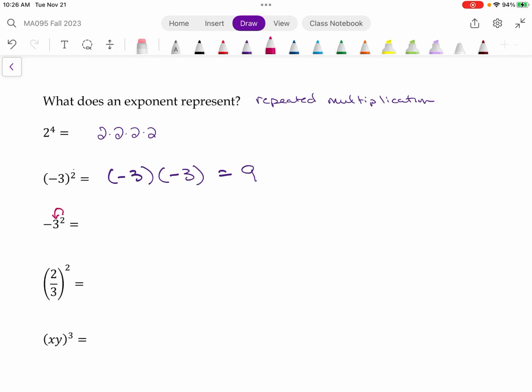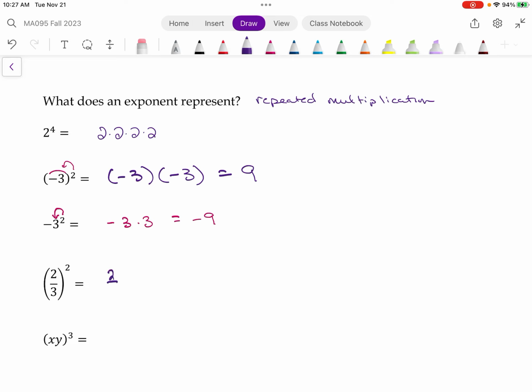In this case, the squared applies to both because of the parentheses. In this case, it only applies to the 3. So now what do you think? This would be negative 3 times 3, which is negative 9. All right, so note the differences between those two.